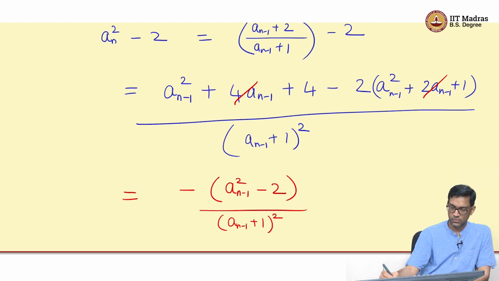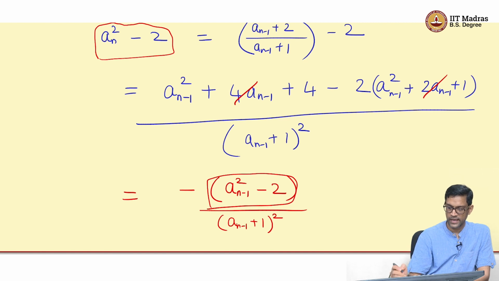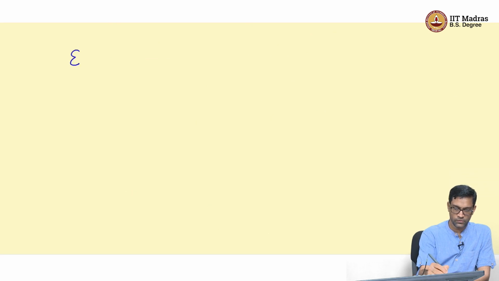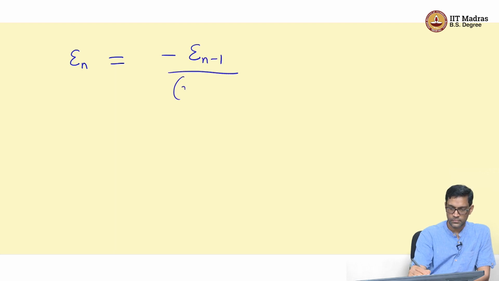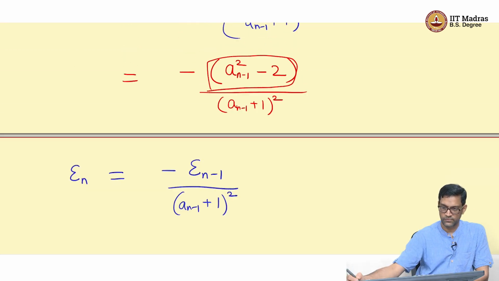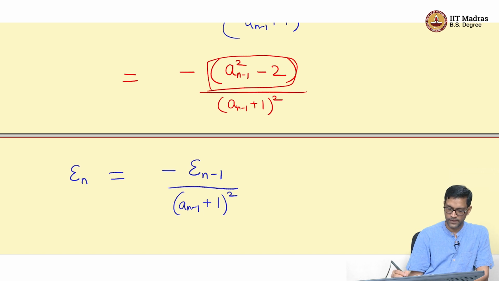Okay, so what is this? Well, this just tells me when I computed a_n squared minus 2, I actually got the previous difference. I got (a_{n-1})^2 minus 2. So let us just record this equation. So epsilon_n, which was a_n squared minus 2, turned out to involve epsilon_{n-1} by (a_{n-1} + 1) the whole squared, right. So that's just another way of writing what I got at the end.